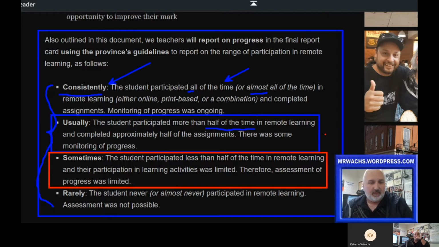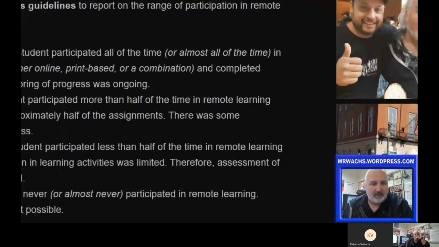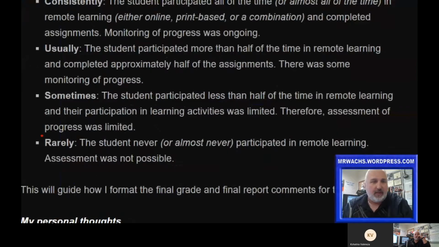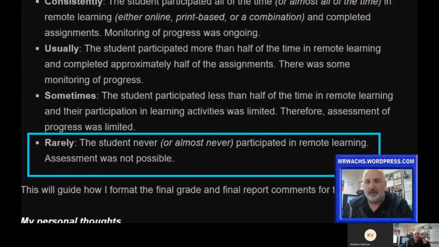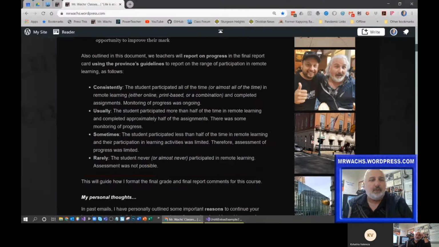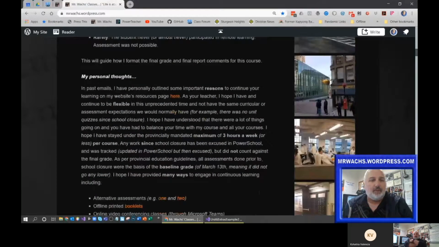And then finally, the last category that you can get put into is the rarely category, which means you never or almost never did remote learning. You essentially ghosted me since the school closed in mid-March. Okay? We just talked about that. If you are in that category, the school has asked me to submit your name for possible credit recovery. Okay? But those will be the 4 possible comments that'll go on your report card.